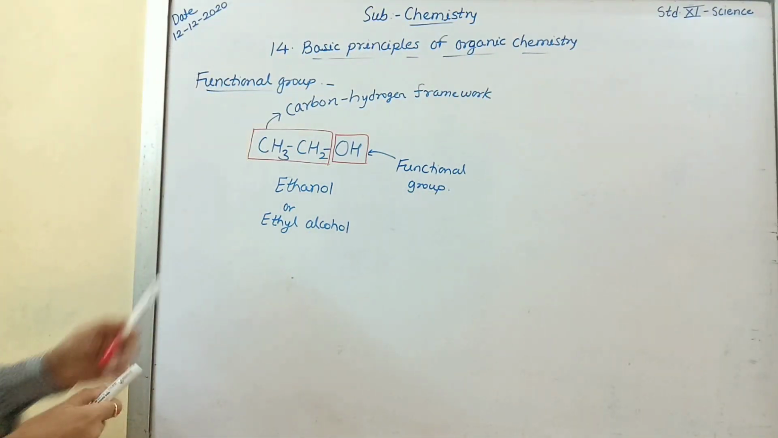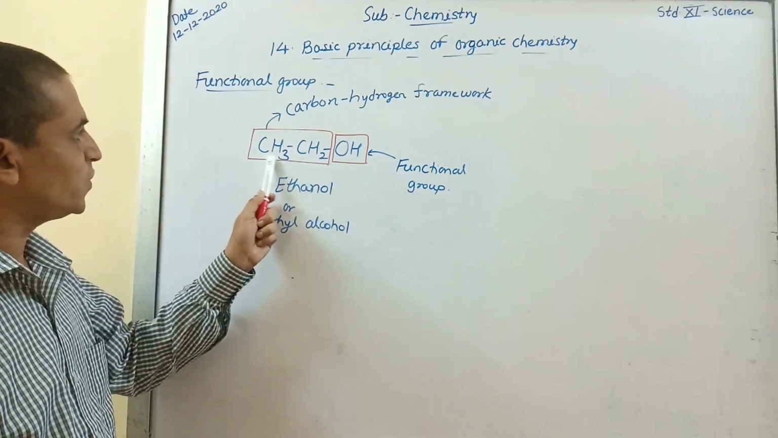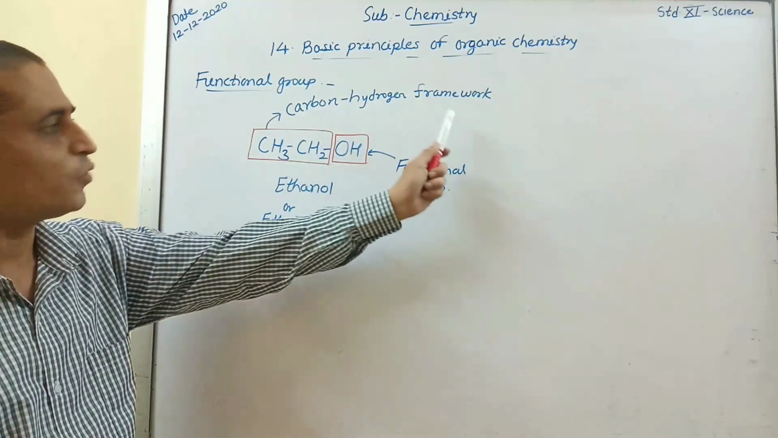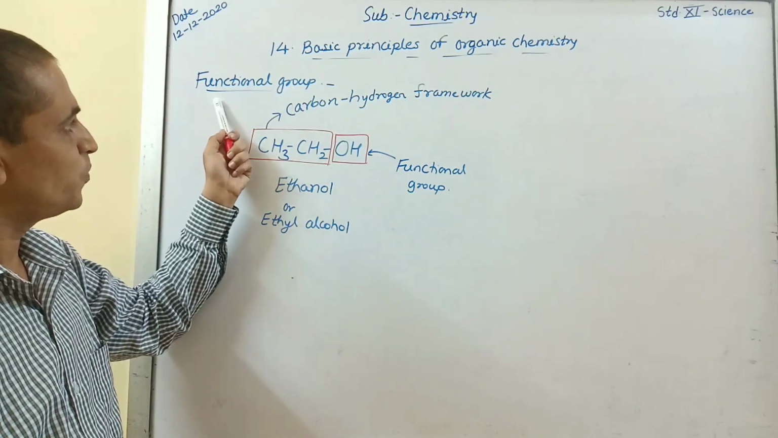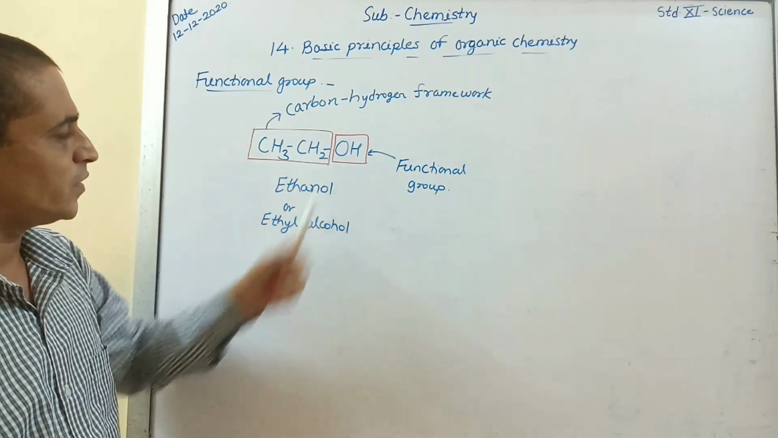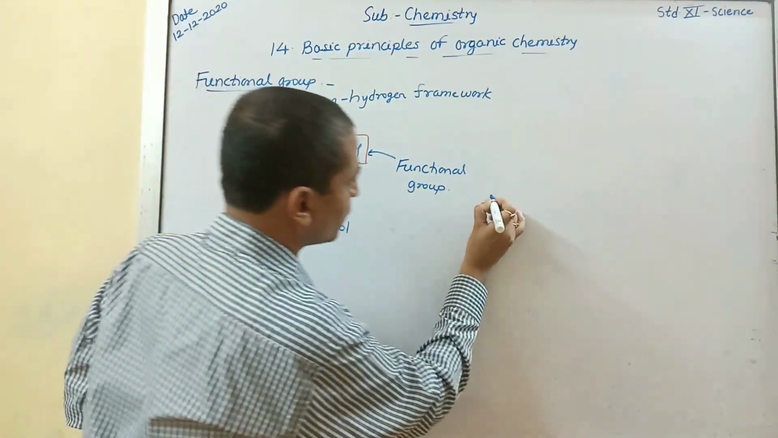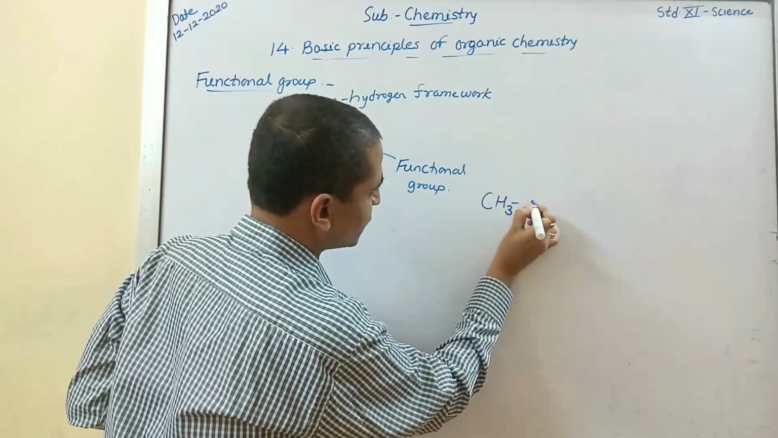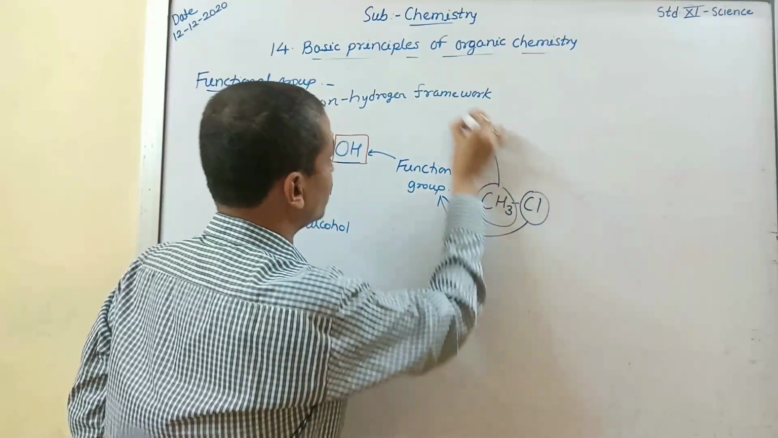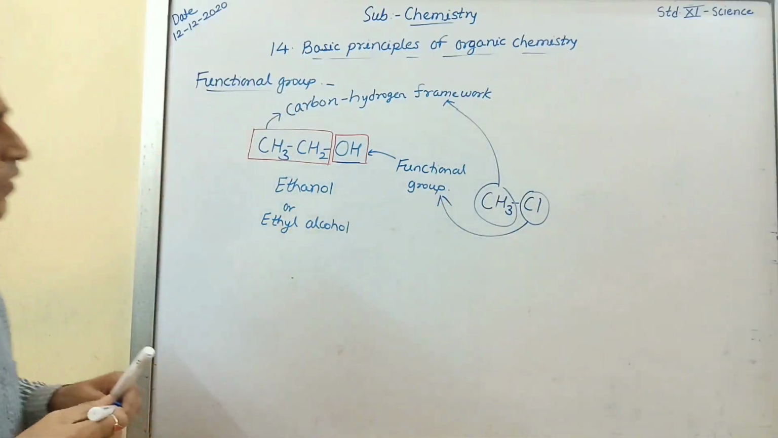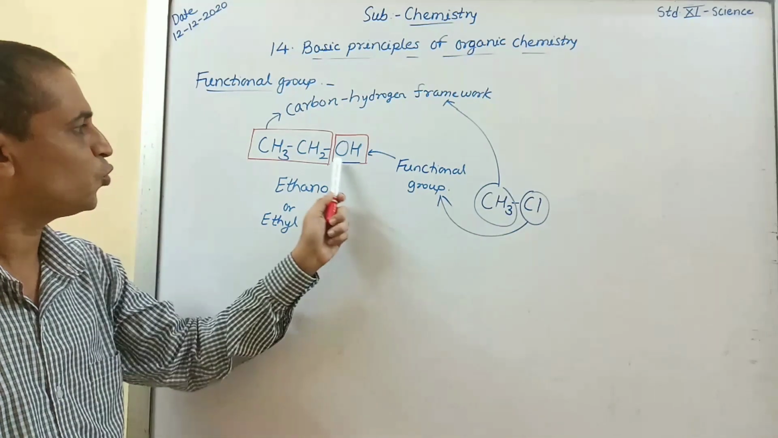Now see, here OH is the functional group and CH3CH2 represents the carbon hydrogen framework. So what is the meaning of functional group? Functional group is defined as a group of atoms. Or if you consider CH3Cl, then here Cl is the functional group, and this part is the carbon hydrogen framework. So a functional group may be an atom or a group of atoms.